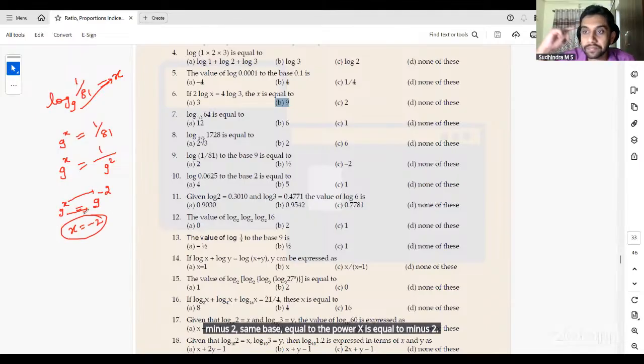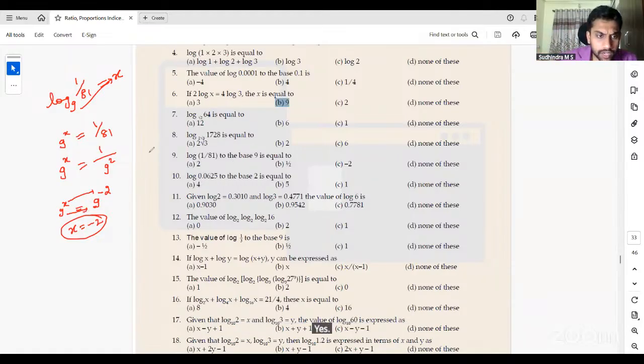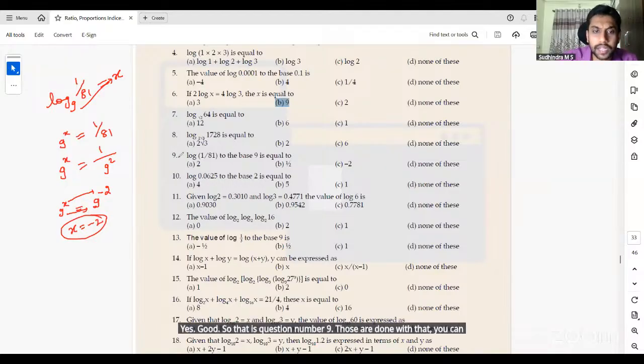Understood, Bhargavi? Yes. Good. So that is question number 9. Those who are done with that, you can move on to question number 10.